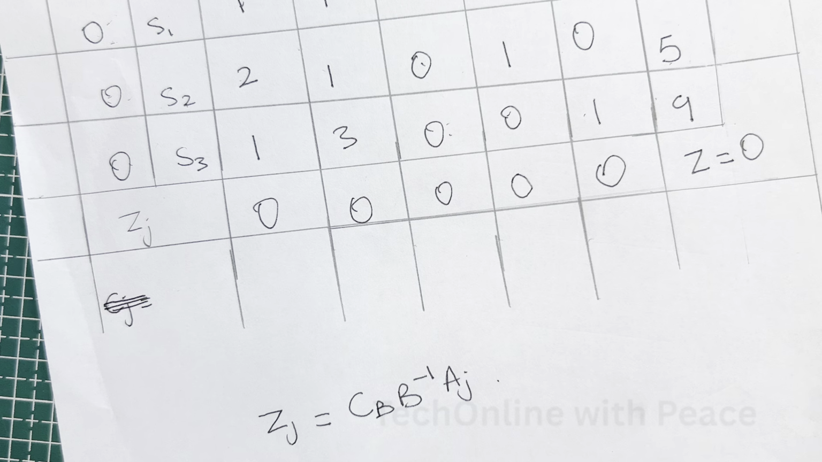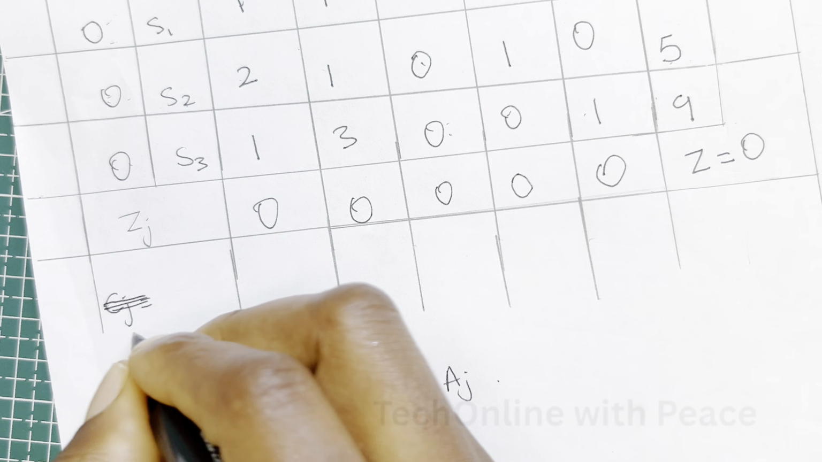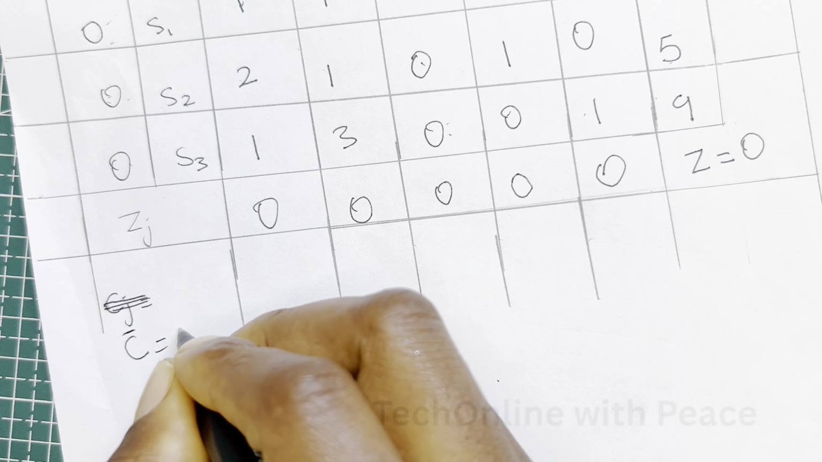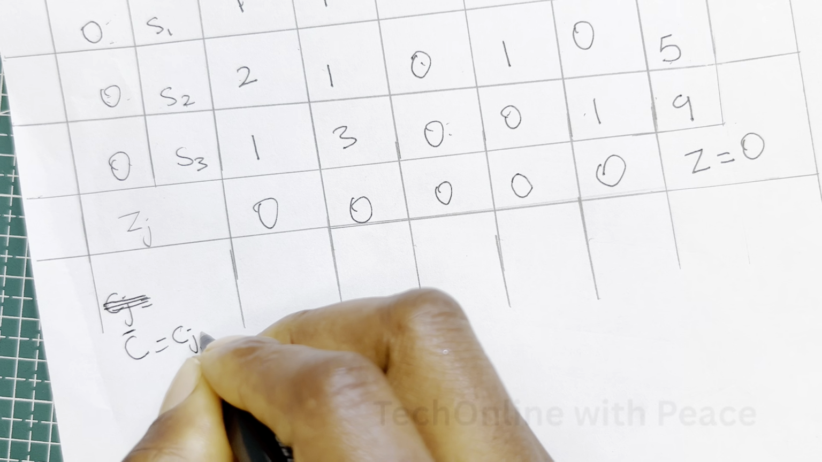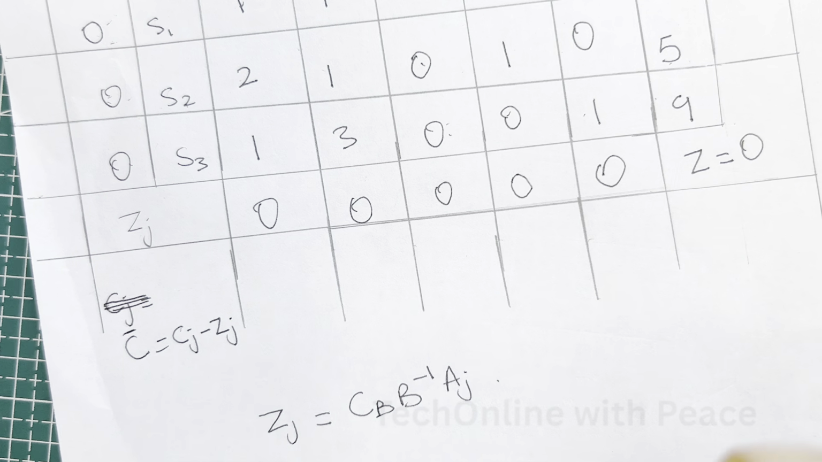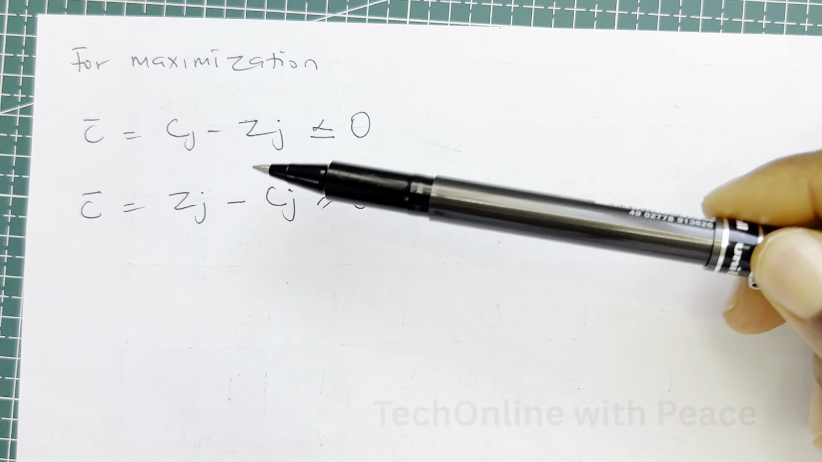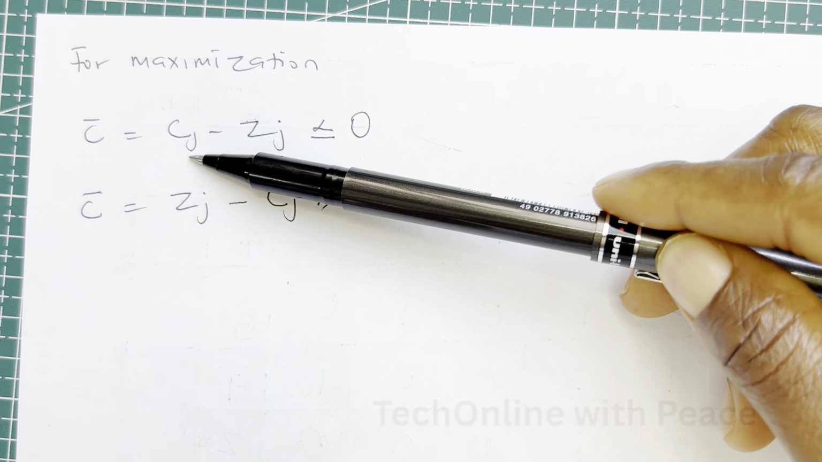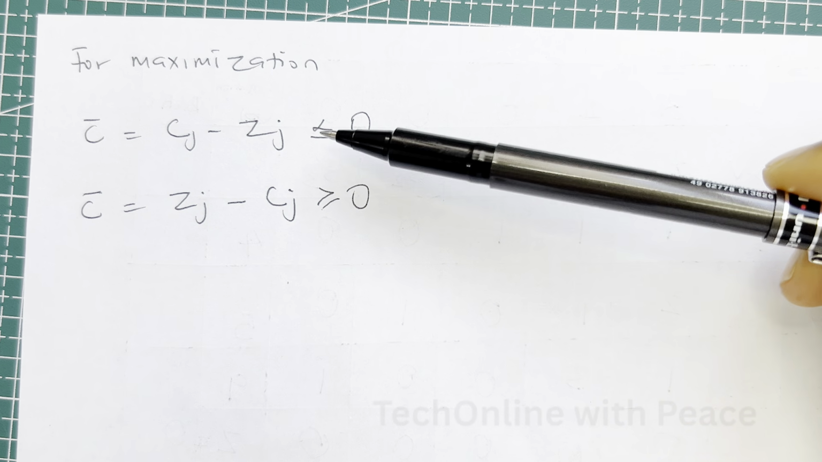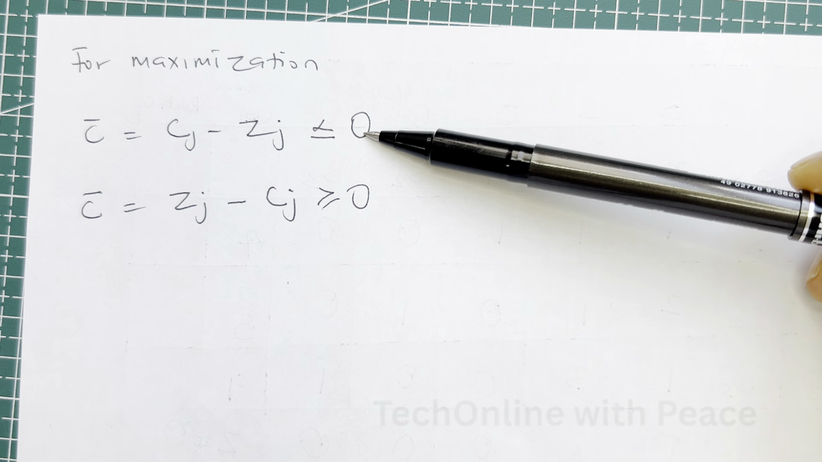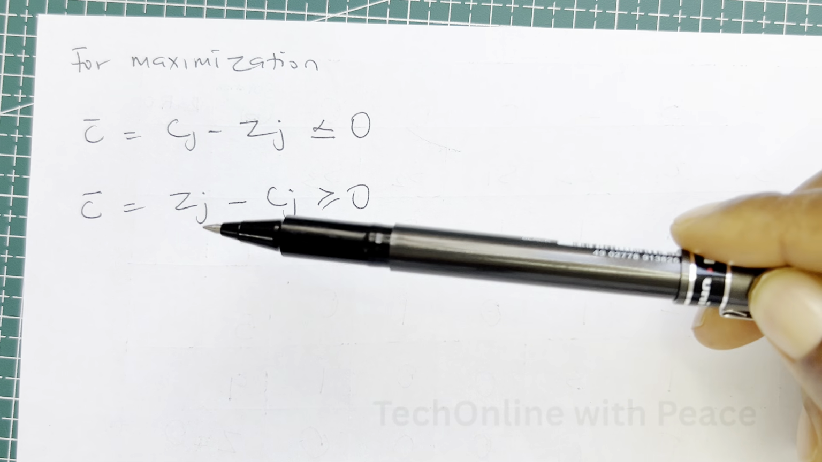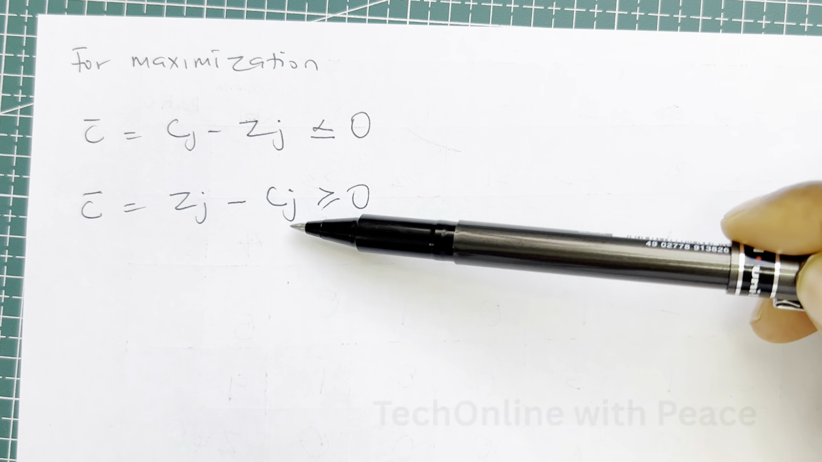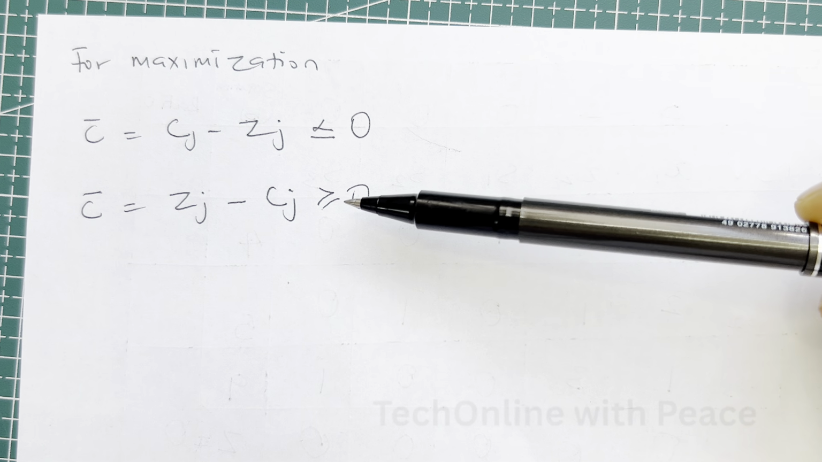So the next is to find your reduced cost. To find your reduced cost, the formula is cj minus zj. You can also use zj minus cj. I'll explain. This is the formula to find our reduced cost: cj minus zj less than or equal to 0. Or if you are using the other formula, zj minus cj greater than or equal to 0.